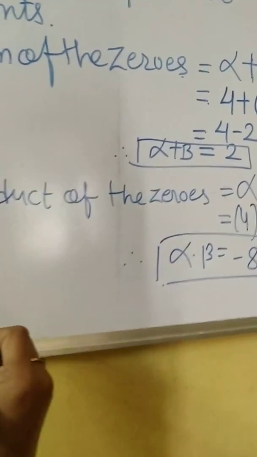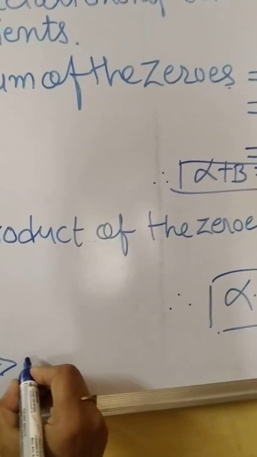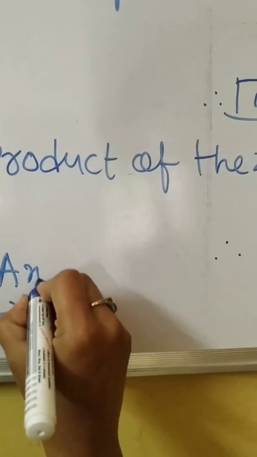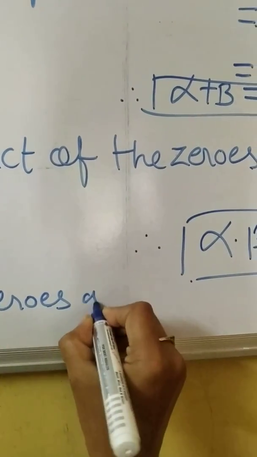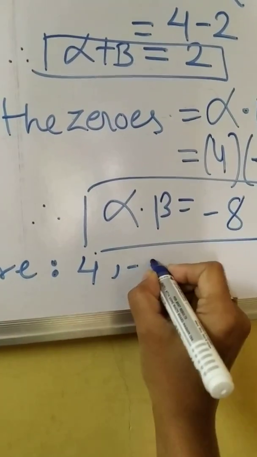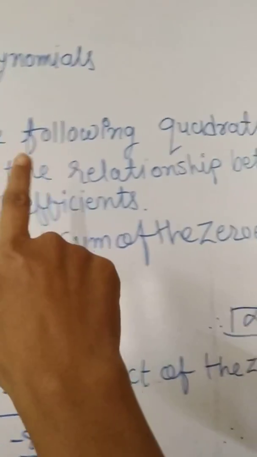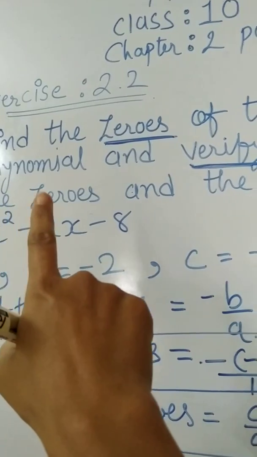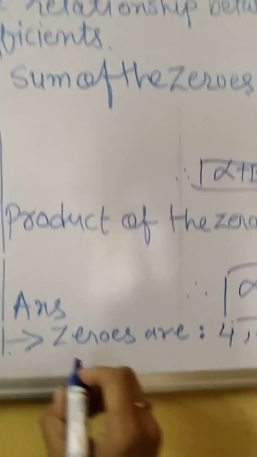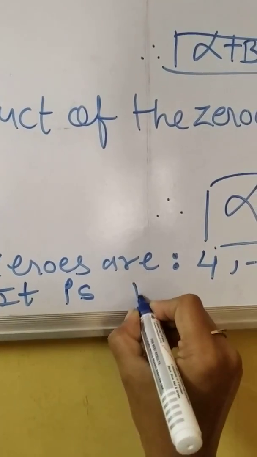So you will write here that we got zeros also. So zeros are, you got as 4 and minus 2. And in a question they ask us that for the quadratic polynomial we have to find the zeros and verify the relationship. So we will say that it is verified.